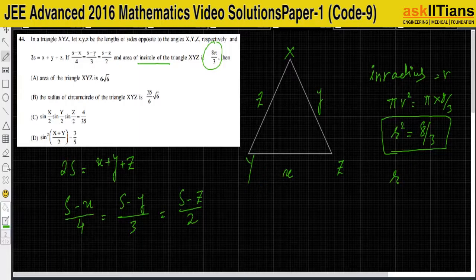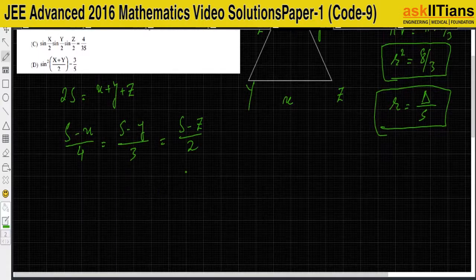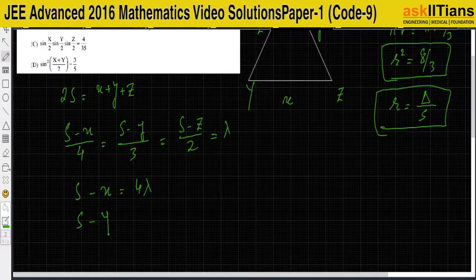Now we also know a formula that r is nothing but delta by s. This is the formula that we have studied in solution of triangles. r is equal to delta by s. Okay, now let's do one thing. Let's consider this to be lambda. Alright, so I can say that s minus x will be 4 lambda. Also I can say that s minus y will be 3 lambda. Also I can say that s minus z will be 2 lambda.